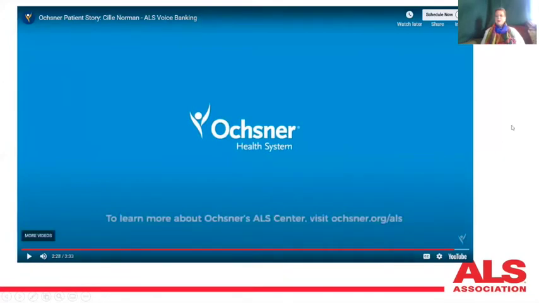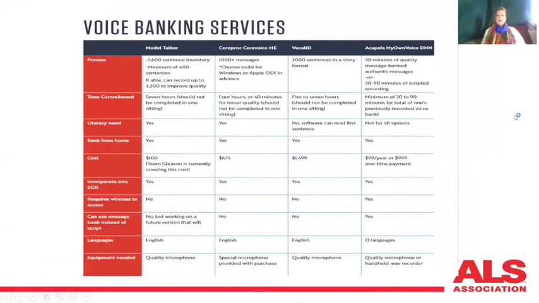So that was about voice banking. And I want to give you a list of the voice banking services that are currently available. Model Talker has been around the longest, started 20 some odd years ago. And you can see, though, it is a 1,600 sentence inventory, and the cost is $100. Now, Team Gleason is currently covering the cost of a Model Talker, and I have Team Gleason's information on my last slide, but let me tell you a little bit about them.